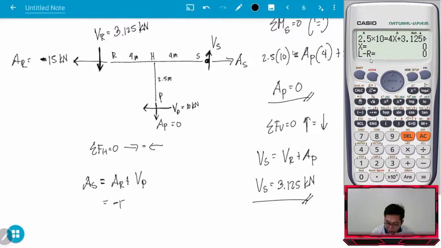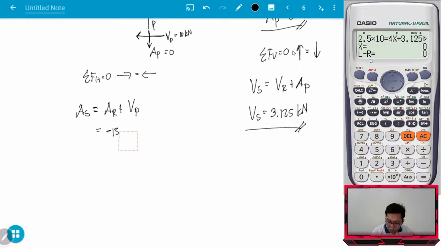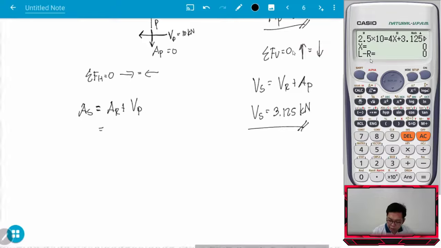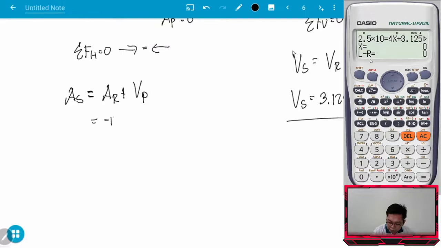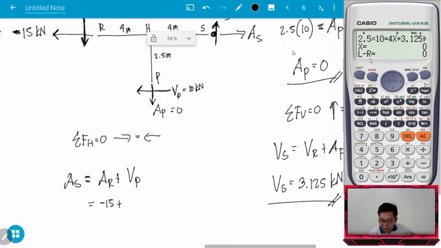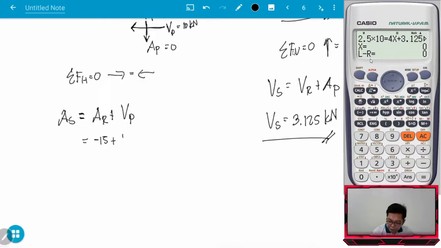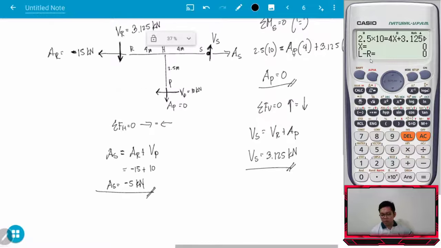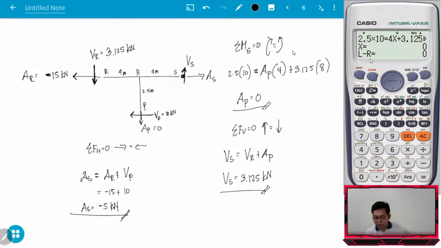Negative 15. Ay, medyo pumangit na. Ang hirap. Lakihan natin. Negative 15 plus, ano yung VP ko? That is actually 10, no? 10. Okay? Therefore, AS is actually equal to negative 5 kilonewton. Meaning, mali lang yung assumption ko. Okay? So anyway, I think okay na tayo, no? Na nakuha na natin ito. Nakuha na natin yung mga reactions dyan.